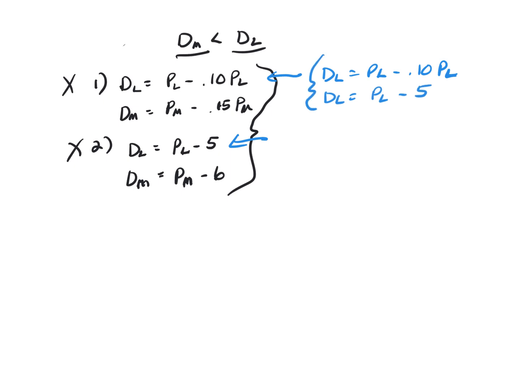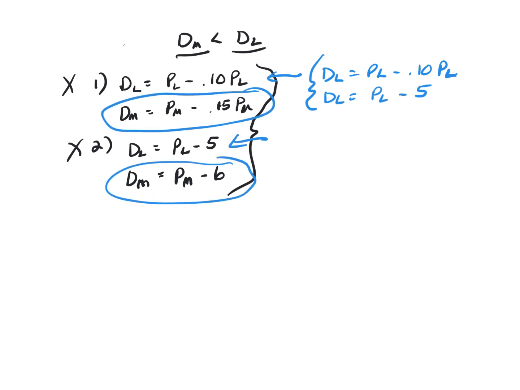So you've got these 2 equations, and how many variables do you have? You only have 2. So you could solve that and find D sub L. And then you could do the same thing by putting these 2 equations together. You could find D sub M because you'd only have 2 variables. So your answer is C.